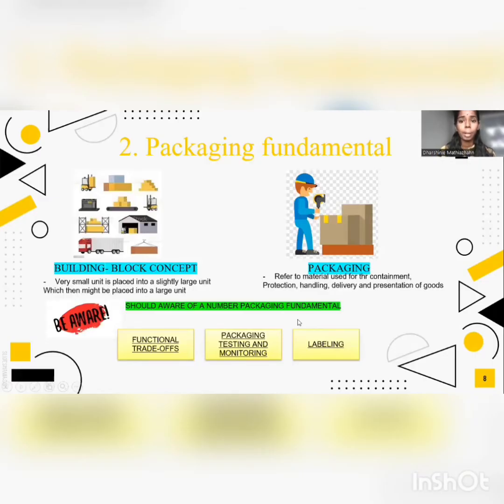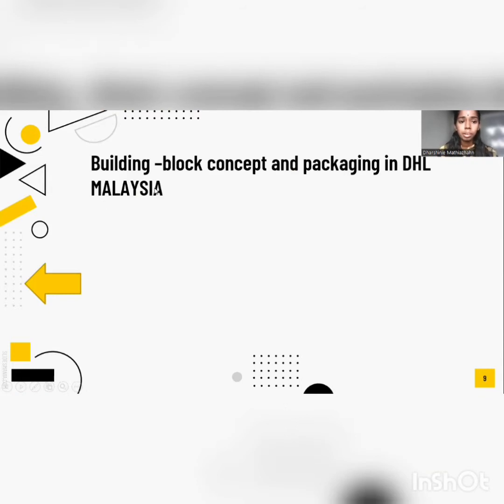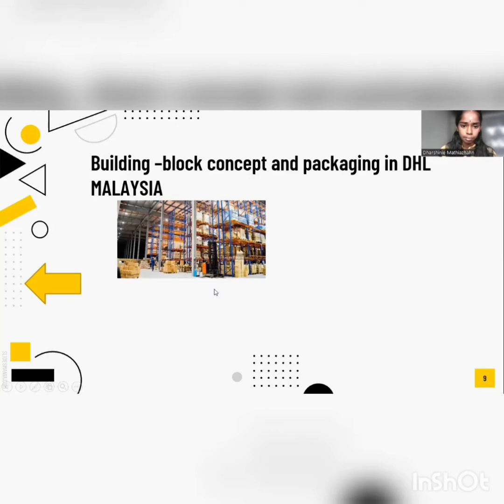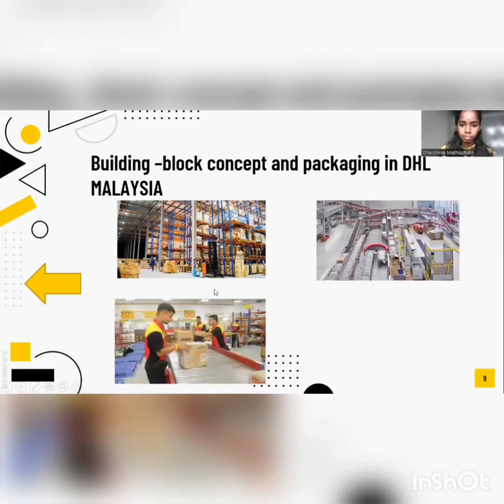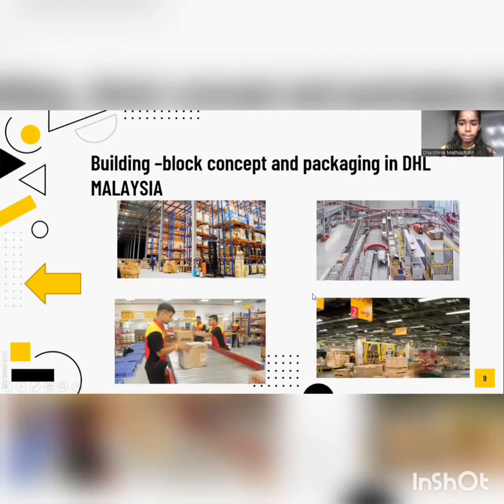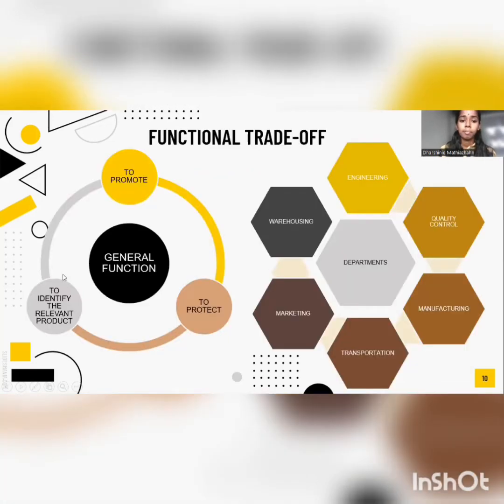Okay, next we go to packaging fundamentals. There are two types of packaging fundamentals. The first one is the building blocks concept in packaging. The building blocks concept is a very small unit placed into a slightly larger unit, which may be placed into a larger unit. Okay, for example, this is from DHL. These are the images.